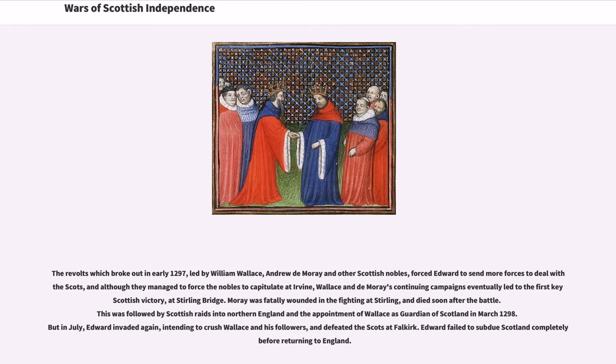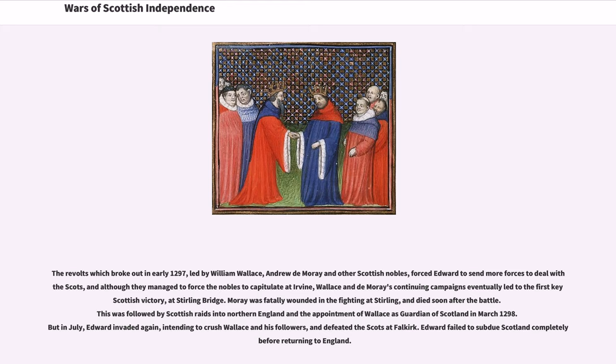The revolts which broke out in early 1297, led by William Wallace, Andrew de Moray and other Scottish nobles, forced Edward to send more forces to deal with the Scots, and although they managed to force the nobles to capitulate at Irvine, Wallace and de Moray's continuing campaigns eventually led to the first key Scottish victory, at Stirling Bridge. Moray was fatally wounded in the fighting at Stirling, and died soon after the battle.